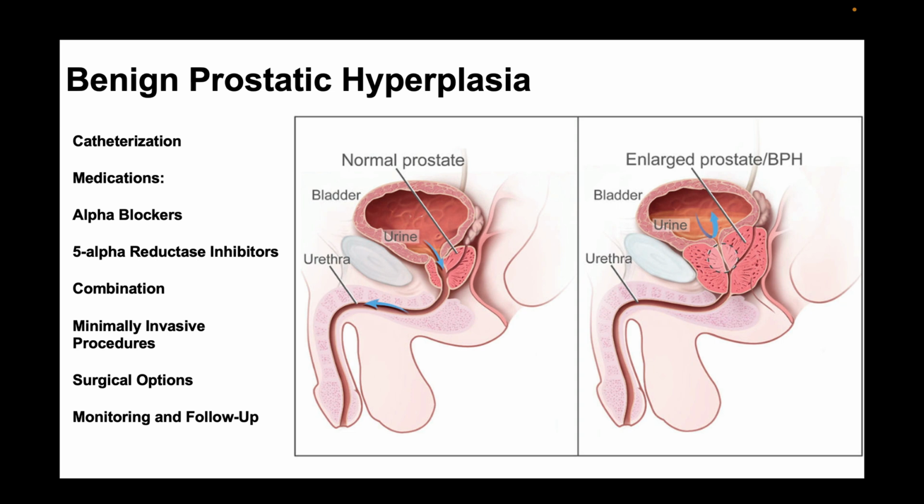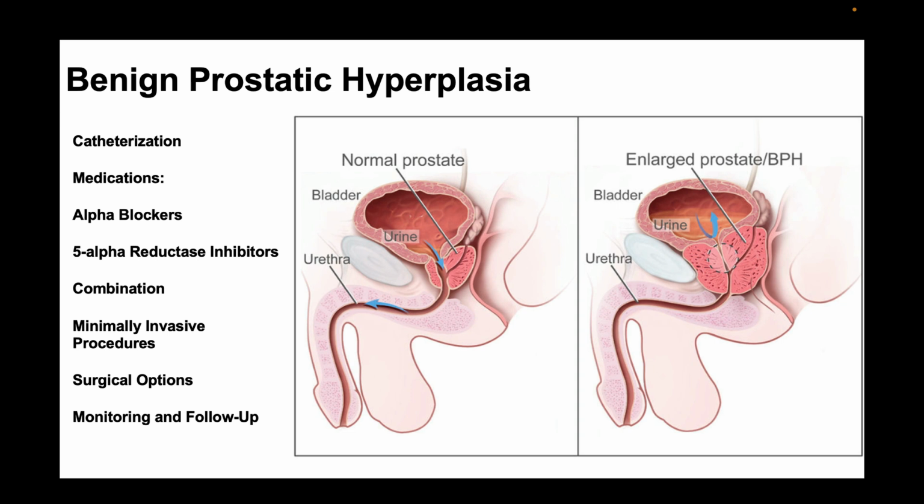There are medications that can be given, like alpha blockers, 5-alpha reductase inhibitors, and a combination therapy. Sometimes a combination of alpha blockers and 5-alpha reductase inhibitors is used for more effective management. There are minimally invasive procedures like transurethral resection of the prostate, laser therapy, and transurethral incision of the prostate. There are surgical options like an open prostatectomy.